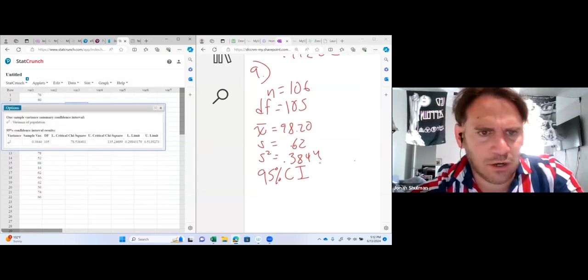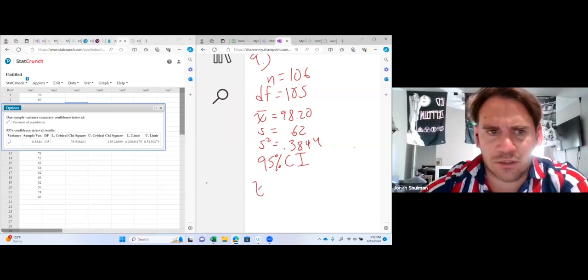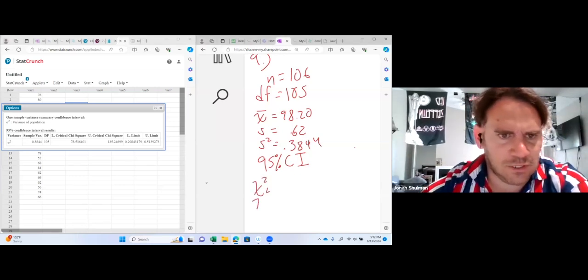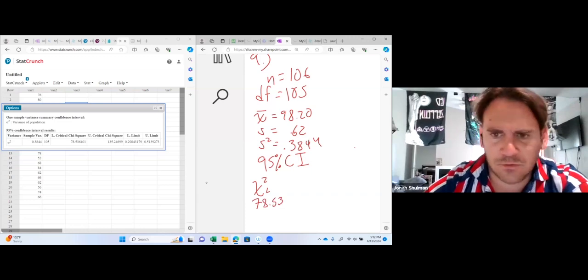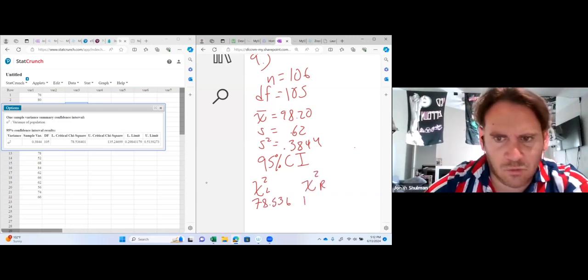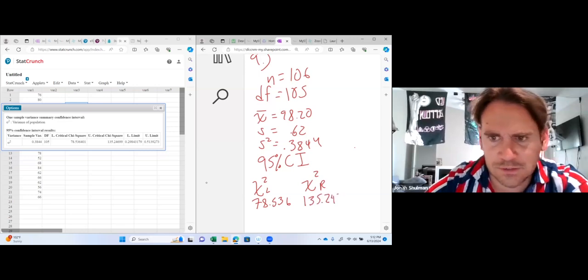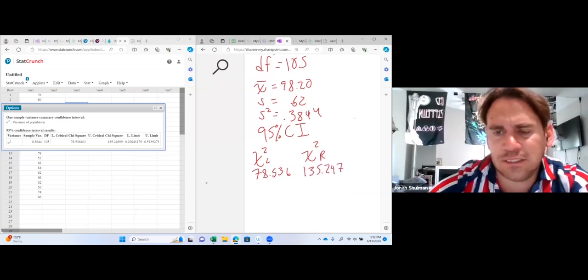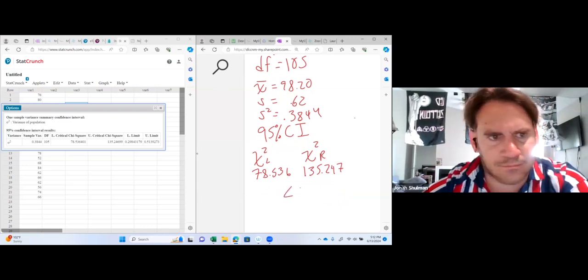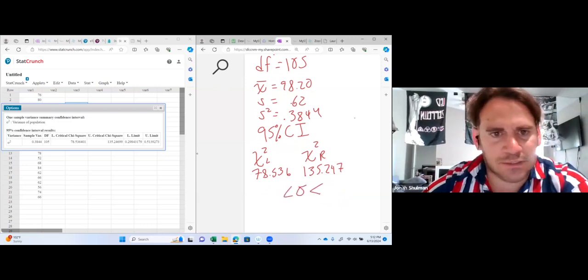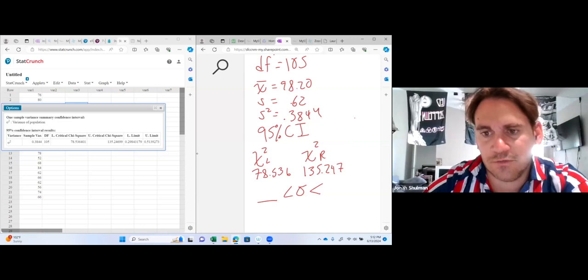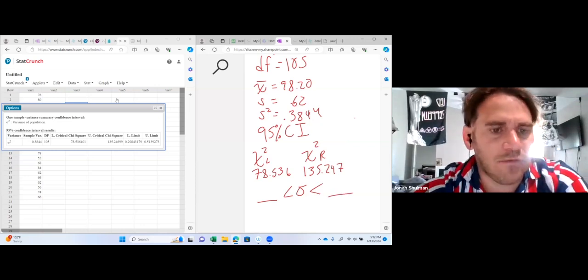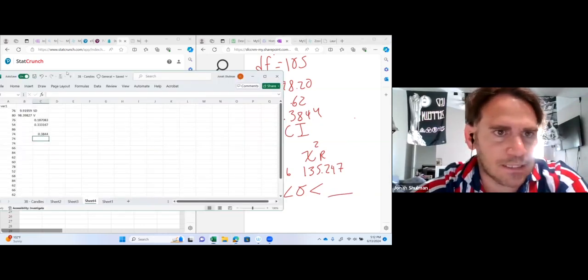We've got our chi-squared to the left is 78.53. I'll go 3 decimals. Chi-squared to the right is 135.247. Then all I need to do is change these variances into standard deviations. To do that, all I have to do is square root them. And that's exactly what I'm going to do.